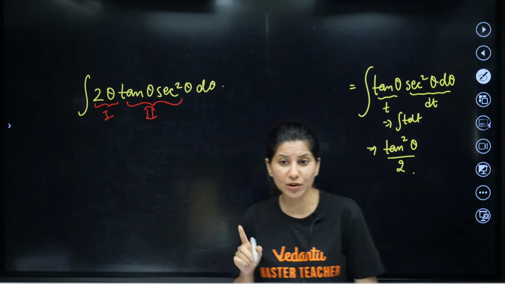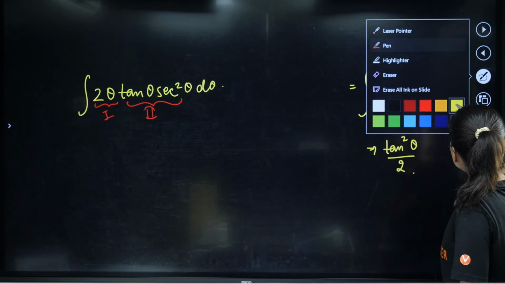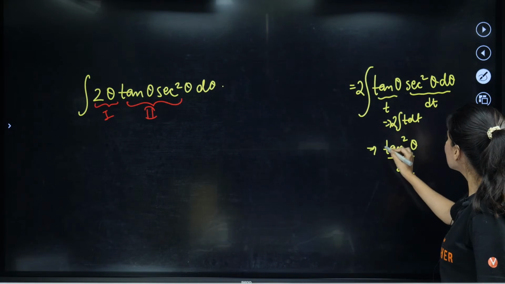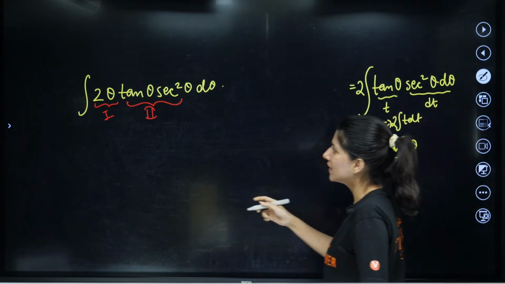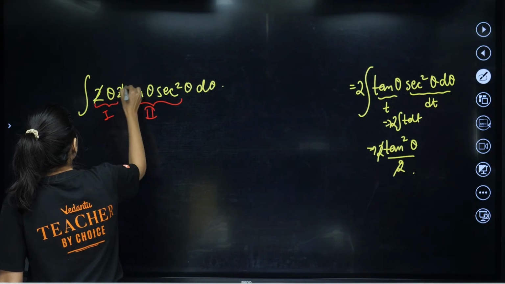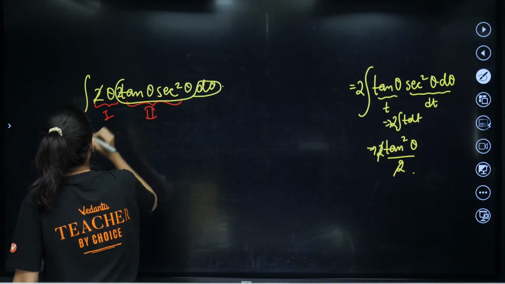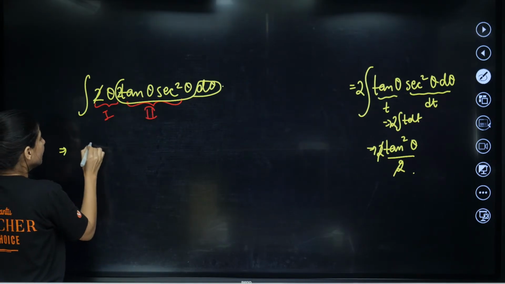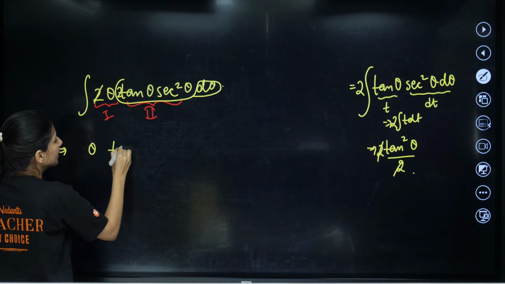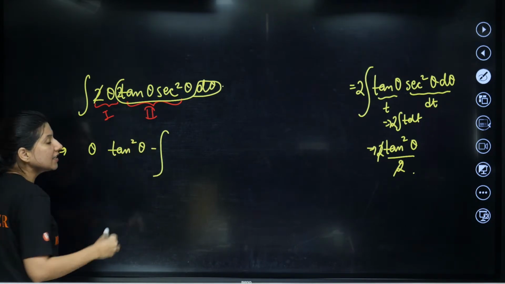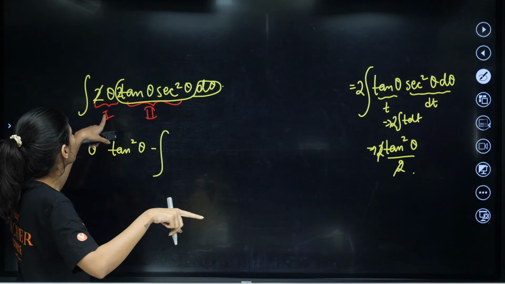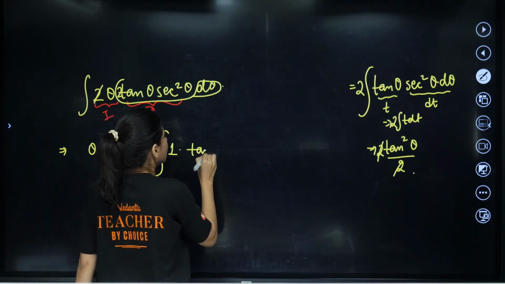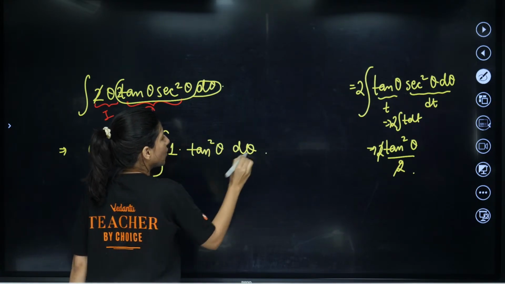Or one more thing we can do: I can actually talk about 2. So 2 is already there. If 2 is there, then this is going to be tan square theta. Let's make this 2 tan theta sec square theta d theta. Now theta is your first function and this is your second function. So first function constant, integration of second function is tan square theta, minus integral of derivative of first function. The derivative of theta is 1 and the integral of the second is tan square theta. 2 is already there, that's why this 2 is compensated.